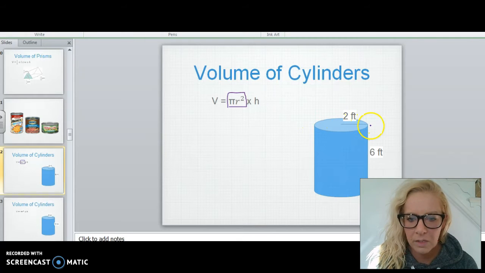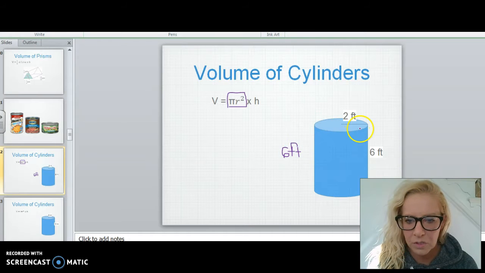So the volume of a cylinder is the area of a circle times the height. And I think the height is hidden behind my screen here. The height of the cylinder is 6 feet.